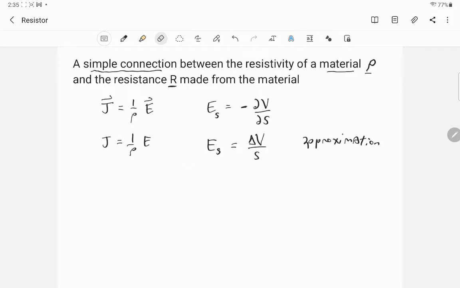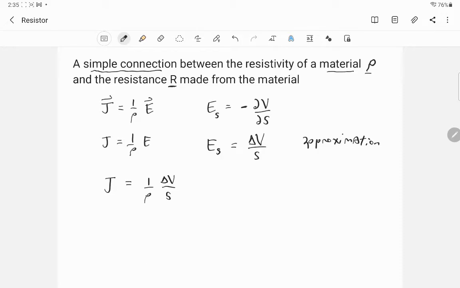So at this point, what I'm going to do is take this E in this S direction, and move this volts per distance and put it right there. So now I've got J equals 1 over rho, and then the potential difference divided by the distance in the direction of that electric field. So these are S's for displacement.